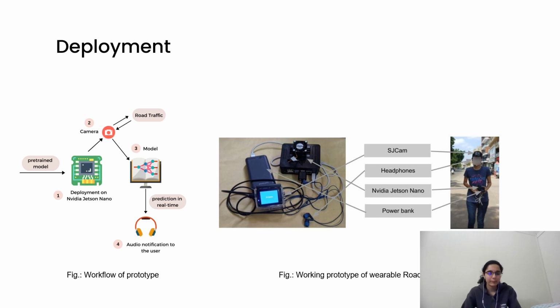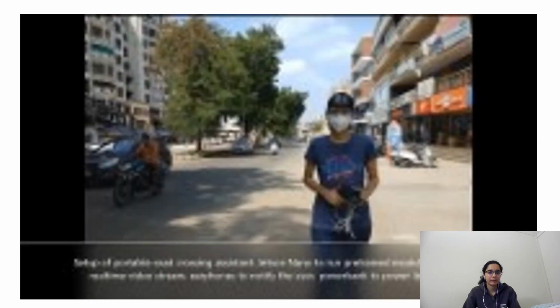The workflow of my prototype is pretty simple, as shown on the slide here. The deployed model on NVIDIA Jetson gives predictions on real-time video stream obtained from head-mounted camera and notifies the user via audio output whenever it is safe to cross the road. Note that I had converted my pre-trained model into a TensorRT model to optimize the processing power and achieve high throughput on NVIDIA Jetson. Here is a demo video of the same.